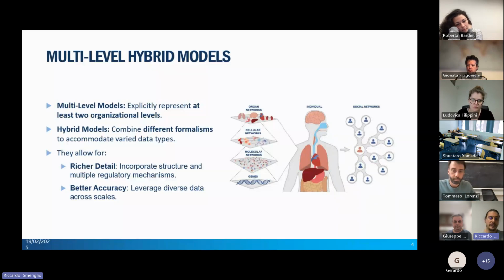In the same context, a hybrid model can combine different formalisms. So from the point of view of the modeling, having different formalisms also gives us more capability to merge different processes together and to interface everything that can be interfaced with this kind of formalism. So in particular, these multi-level hybrid models are good because they can give us richer detail, of course, incorporating different structures, but also better accuracy because they mimic the biological system better.